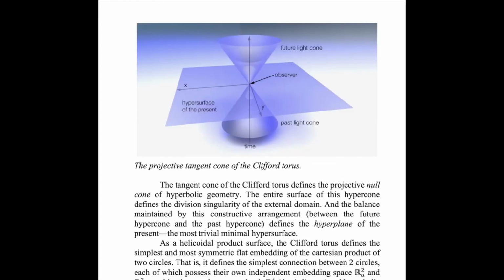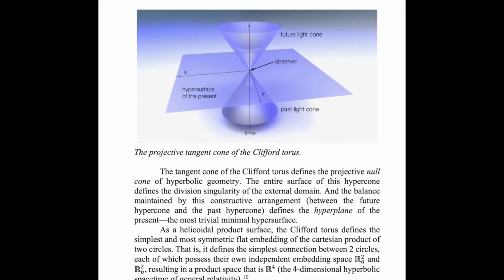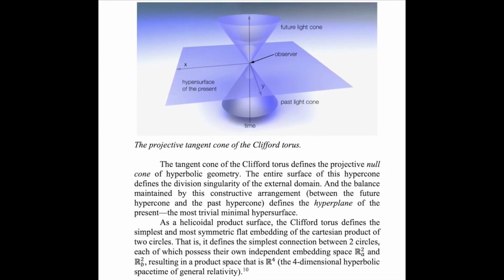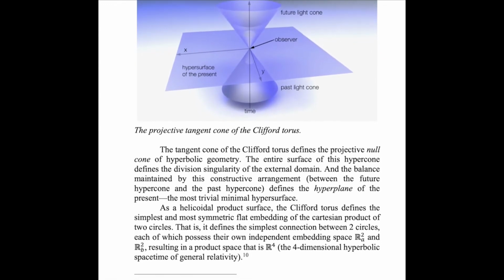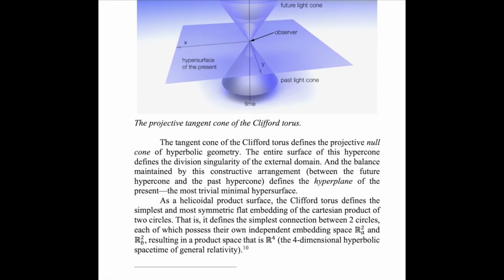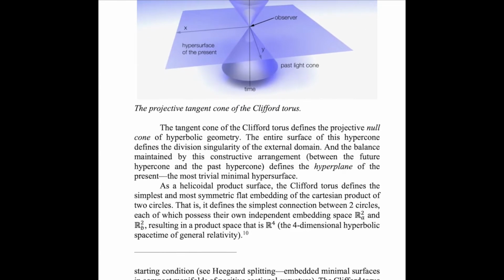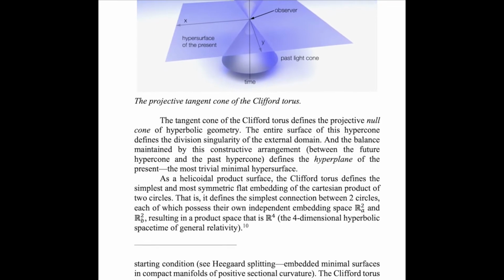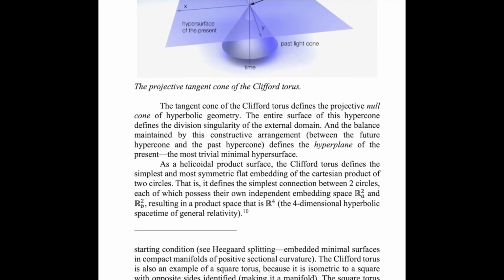Here we are diagramming the projective tangent cone of the Clifford Torus, the familiar conic division boundary of projective hyperbolic geometry. The tangent cone of the Clifford Torus defines the projective null cone of hyperbolic geometry. The entire surface of this hypercone defines the division singularity of the external domain, and the balance maintained by this constructive arrangement between the future hypercone and the past hypercone defines the hyperplane of the present, the most trivial minimal hypersurface.